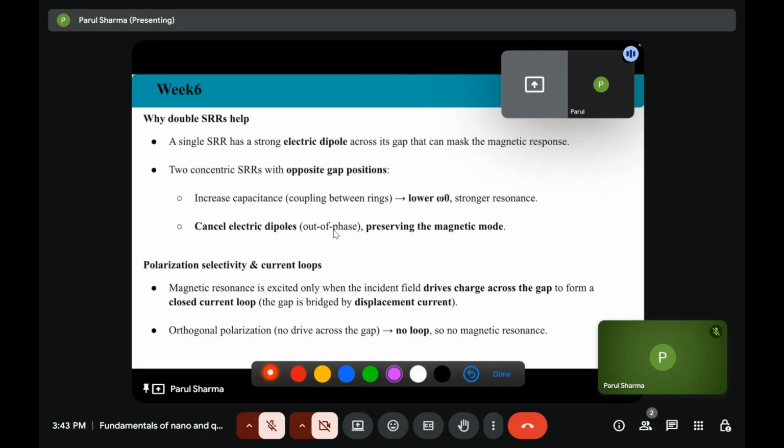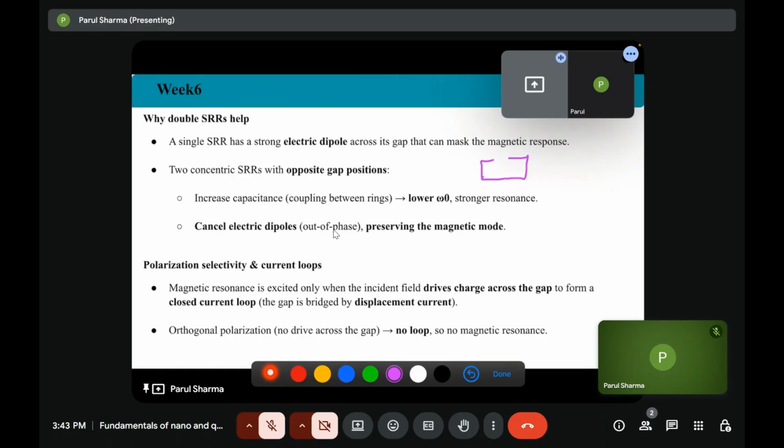So the next thing I want to discuss is why we consider the double split ring resonators. Earlier, we know that the split ring resonators were used to make an absolute negative index. So earlier we were doing it like this. This is your single split ring resonator.